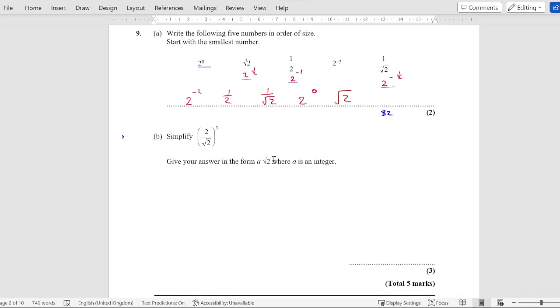For this one, I personally started by rationalising the denominator. So if I rationalise the denominator first of all, I'd need to times by root 2 over root 2. So that would become 2 root 2 over 2. So I've rationalised the denominator, and I still need to cube that. So that's going to be just root 3 cubed, root 2 cubed.